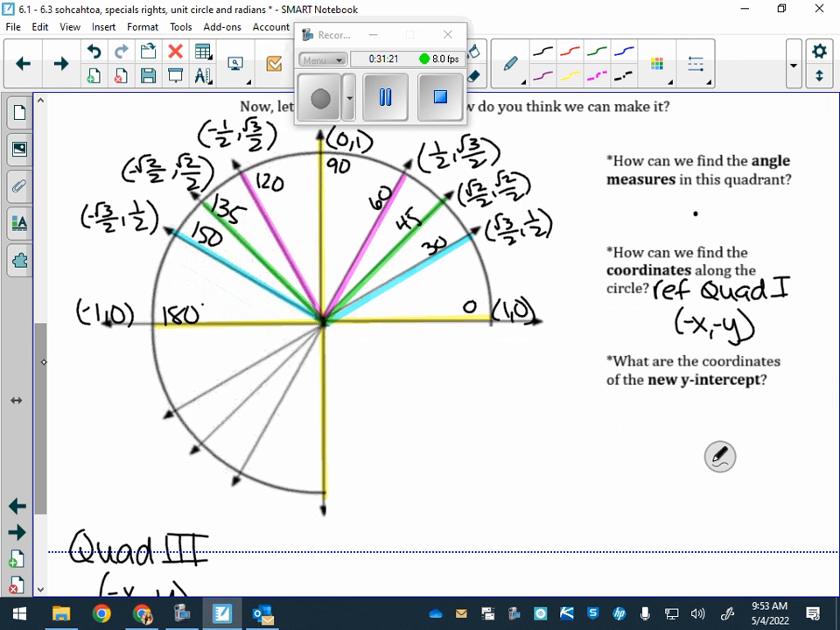So, quadrant 1 and 2. Good. What would be our new intercept here? The point 0, -1? Good. Anybody know what the degree would be? Okay. So now, it's 270 because it's 180 plus another 90. So, how can we figure out what's going to be blue, green, or pink?